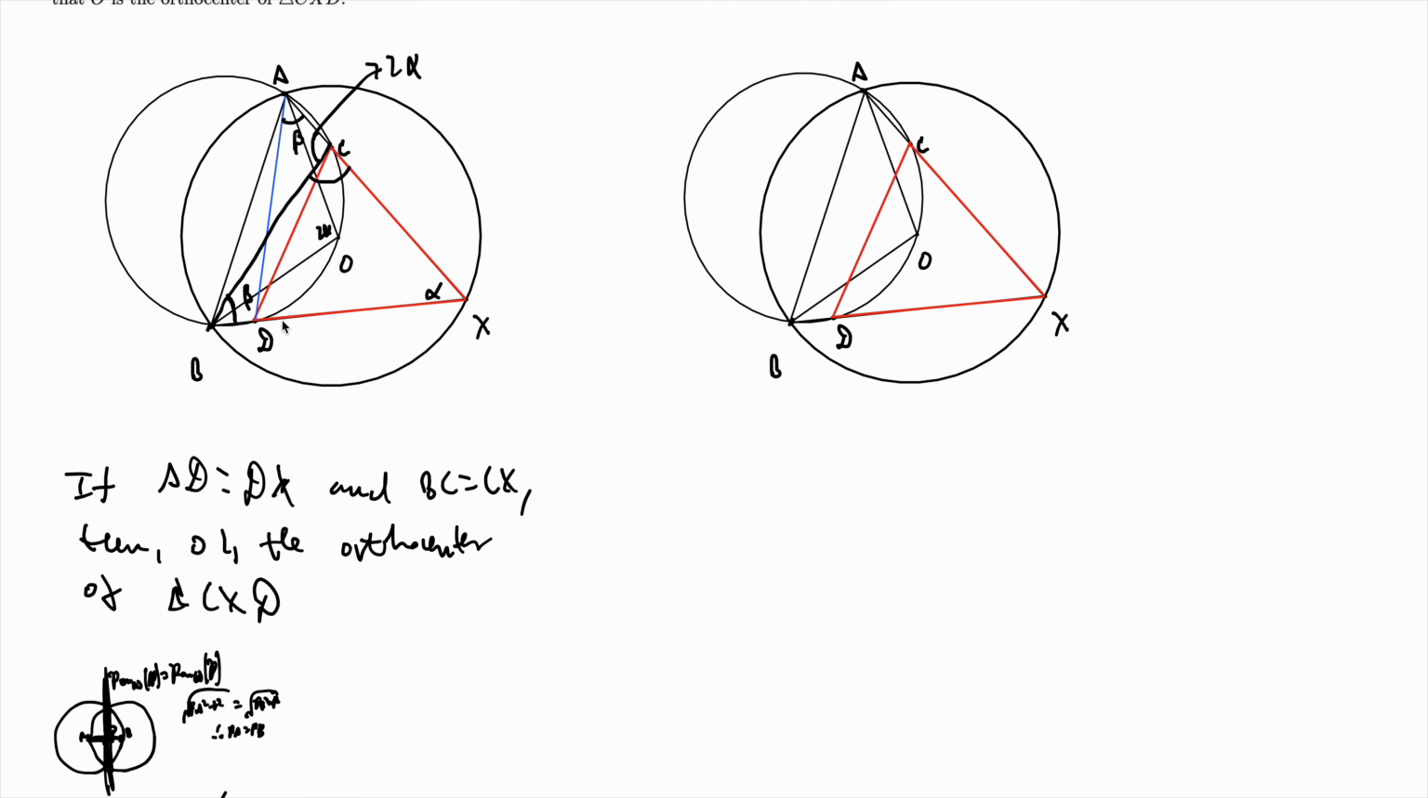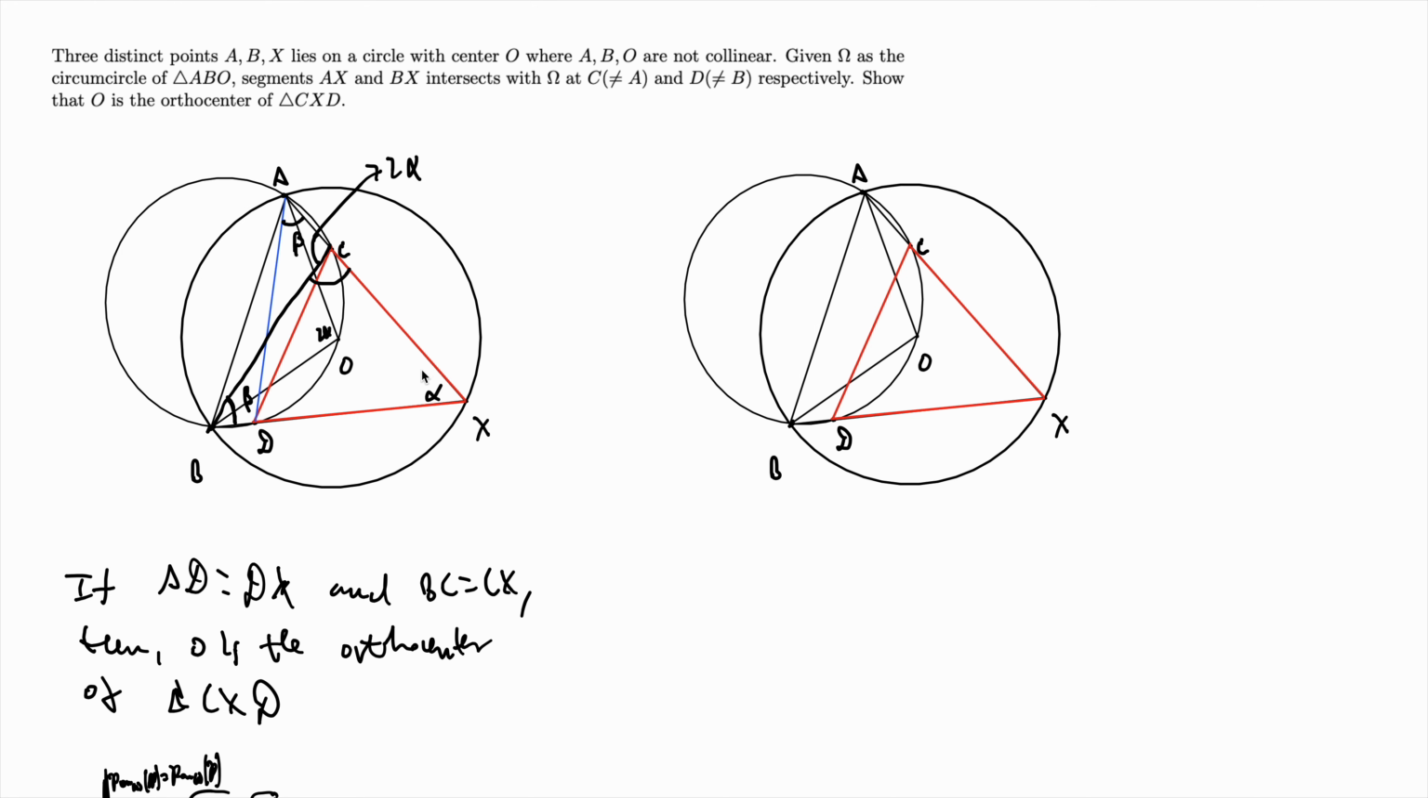Alpha equals beta, this equals that, and the same thing because the entire process is symmetric. BC is also equal to CX, and therefore we proved that O is the orthocenter of triangle CXT. Yes, this was a solution using some of the concepts from radical axis, but more like angle tracing here.